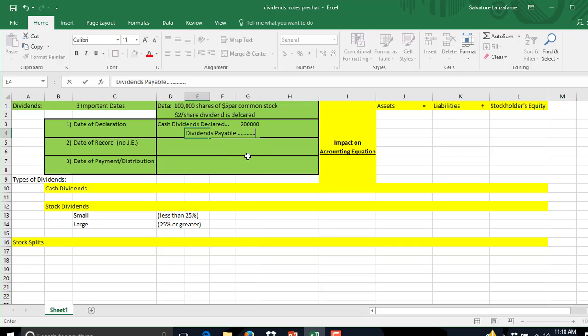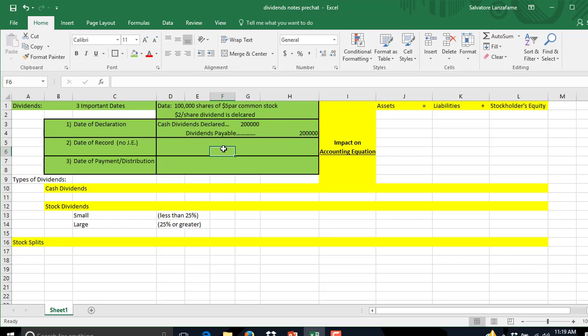for the same amount. Remember, your debits have to always equal your credits, so that never ever changes in accounting. So debit cash dividends declared, credit dividends payable. So on the date of declaration, the corporation is saying, hello everybody, we're going to be giving out dividends, and we'll let you know when we'll pay them out. So basically, a liability is created by the corporation called dividends payable. They now owe their stockholders 200 grand.